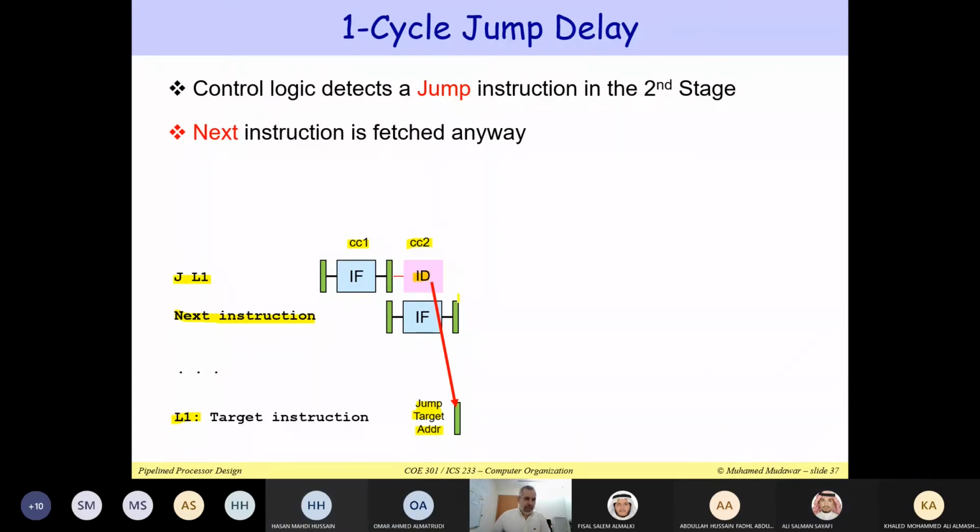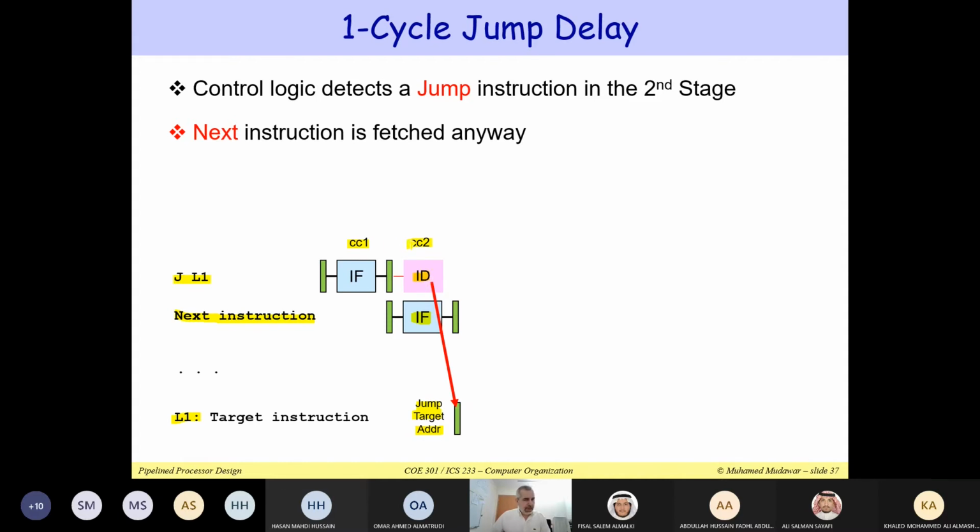Notice again the problem with the jump. By the time we have decoded the instruction during the second stage of the pipeline, the next instruction is being fetched. The next instruction can be any instruction: an ALU instruction, a load, or whatever. It does not really matter. This instruction is being fetched, and the jump is being decoded.